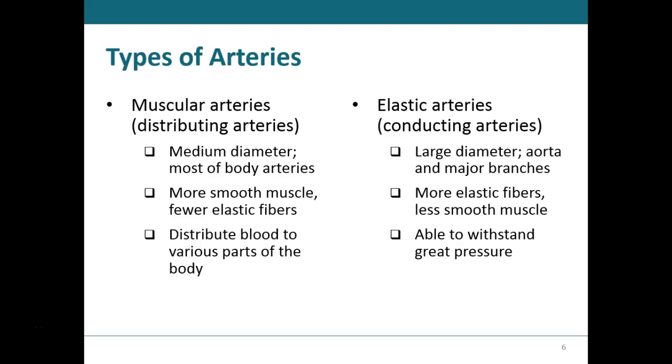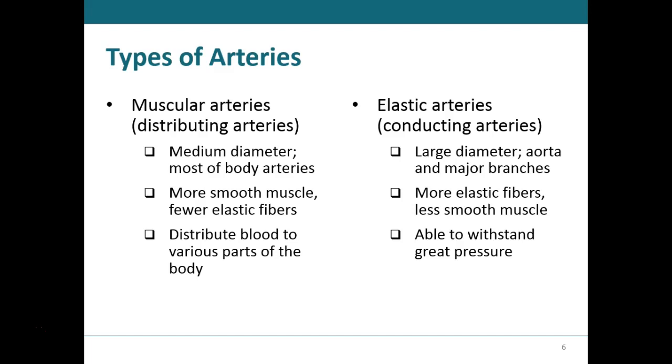But anything that stretches, remember, is going to recoil, and so that recoil is going to push the blood through that artery on into the next part of the pathway. Because these arteries conduct blood from the heart out to medium-sized arteries and then out to even smaller arteries, the elastic arteries are sometimes called the conducting arteries.